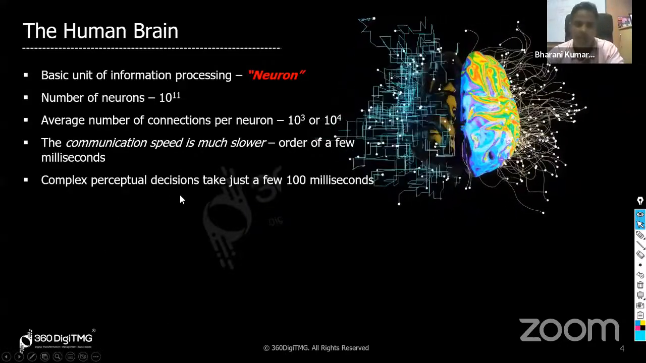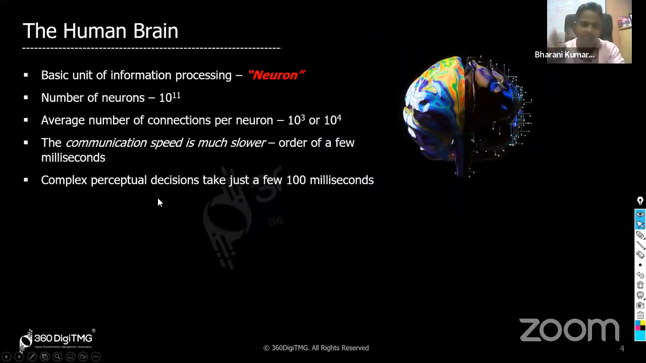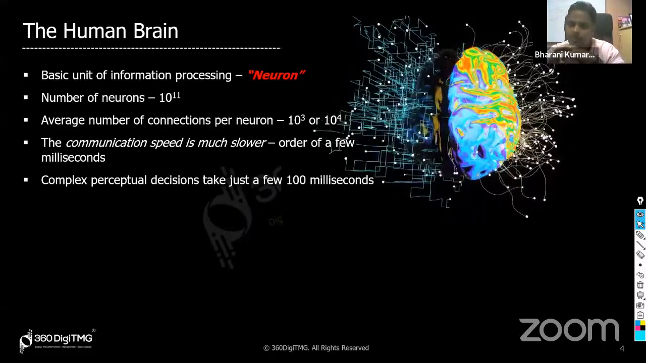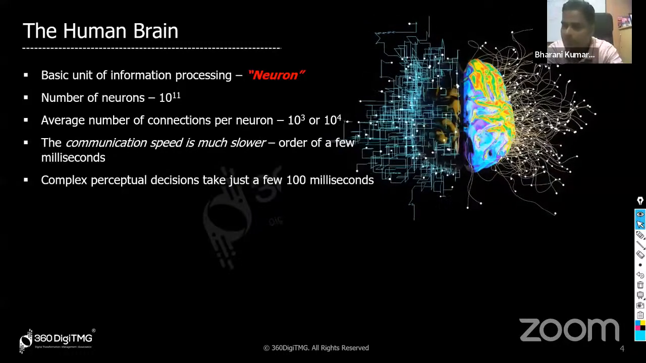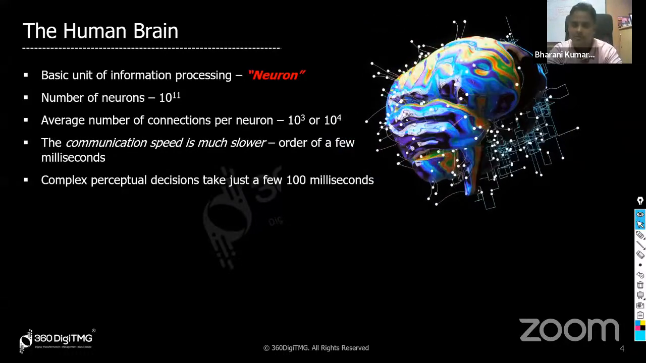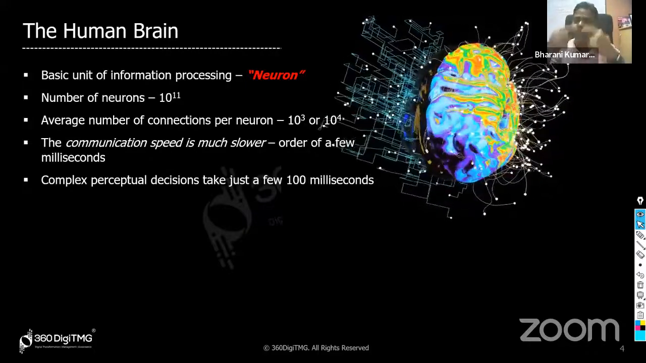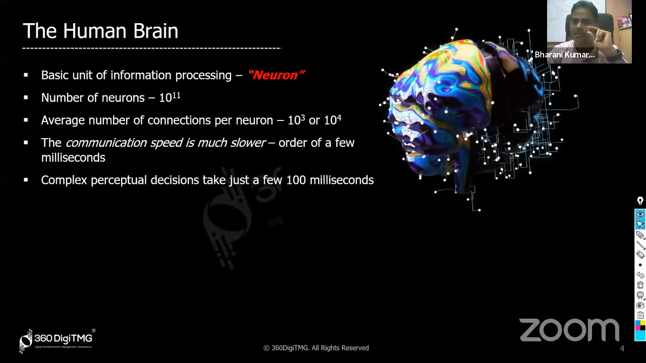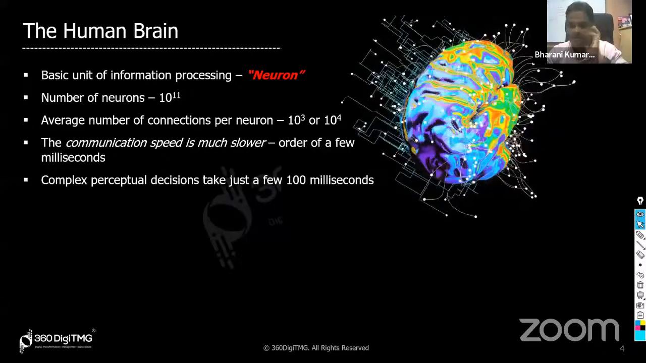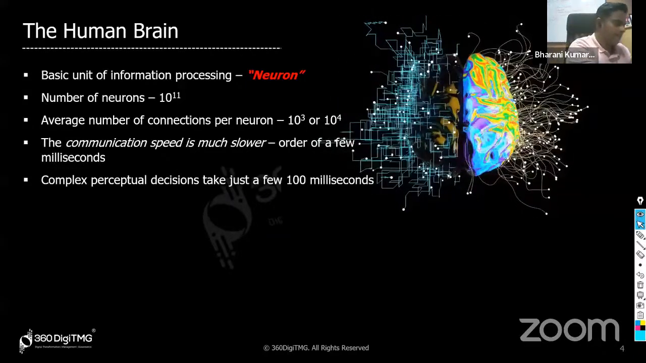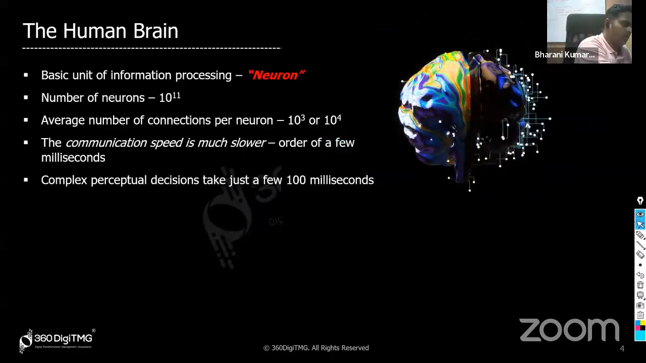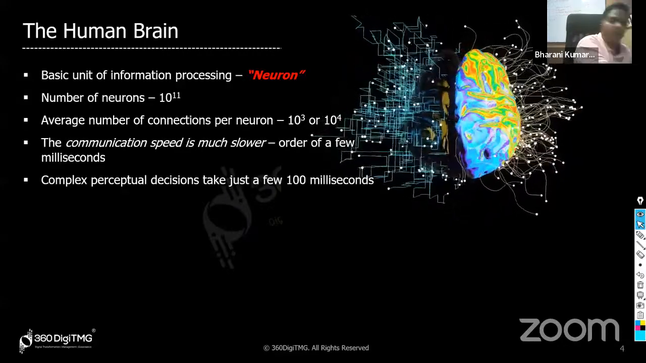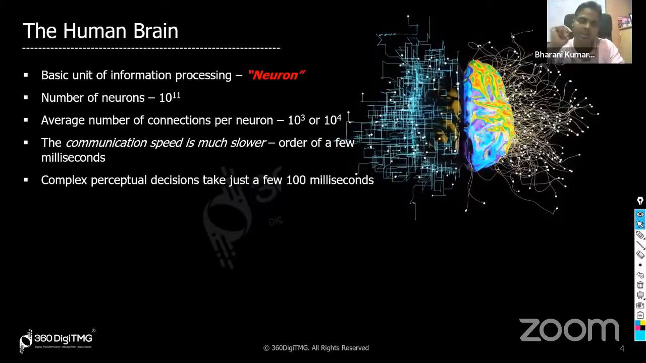Any complex perceptual decision, if you're taking any complex decision, or if you're working on any complex task, if it is perceptual in nature, perceptual means if it is repetitive, if you continuously keep doing the same thing again and again, those tasks can be completed within a few 100 milliseconds. Within a few 100 milliseconds, that particular task would be completed.